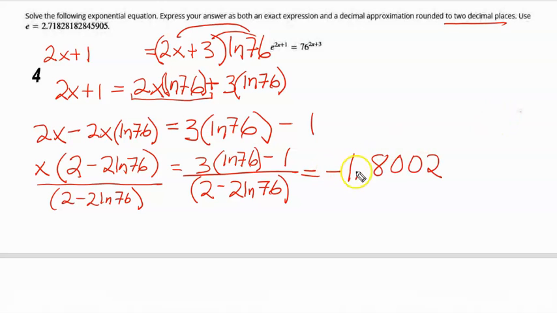A negative 1.8002. They want us to round to 2 decimal places. So we go to the third, it's a 0. So this will be our answer. Approximation. Remember, this is the exact answer. In some of these, they will be asking for the exact answer. Remember, if you're going to put in ln for natural logs, you have to use the keypad, not type in ln. We reviewed that earlier, but never hurts to mention it again.